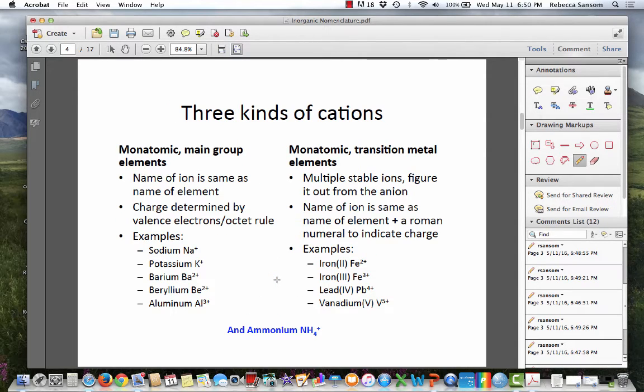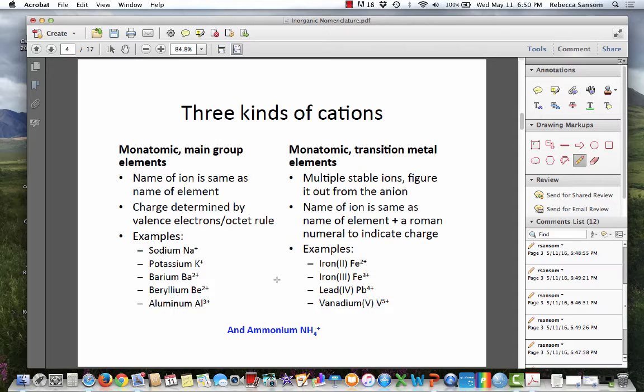Okay, now, there's 3 kinds of cations that we can have. We can have monatomic main group elements. Those are the representative elements or the main group elements that I talked about. The first 2 columns of the periodic table, the last 6 columns of the periodic table. All of those guys are going to just have the charge that they have by having a noble gas electron configuration. Sodium's in the first column. It needs to lose 1 electron to become like neon. And once it does that, it's stable. So Na plus is a stable ion.